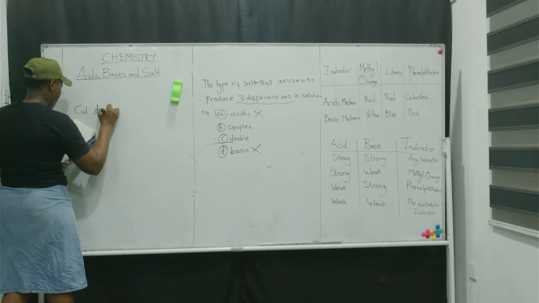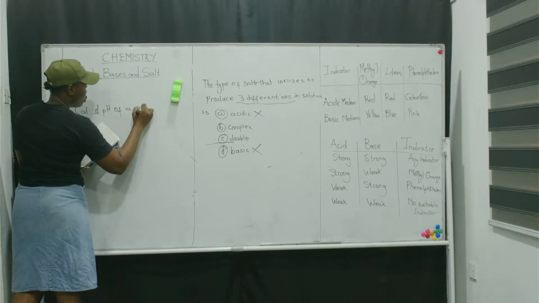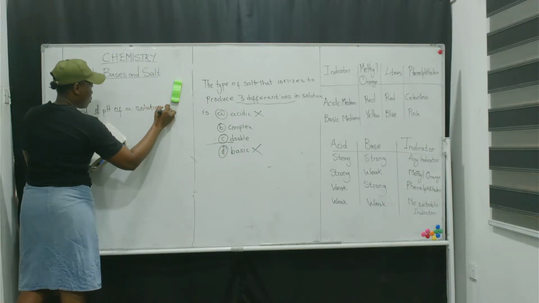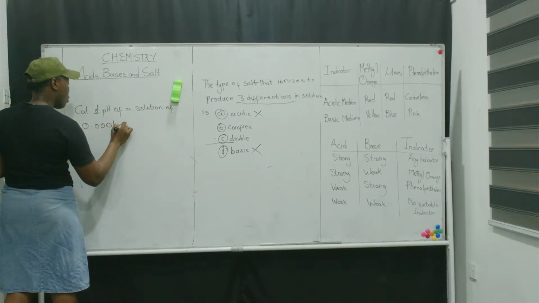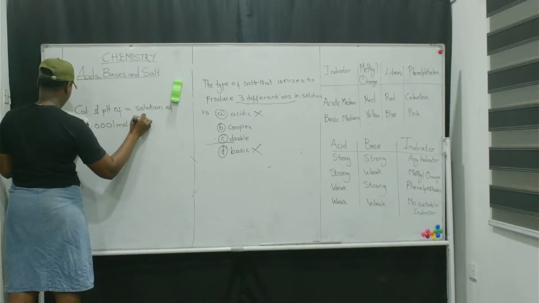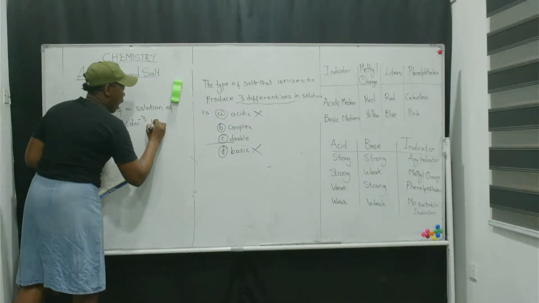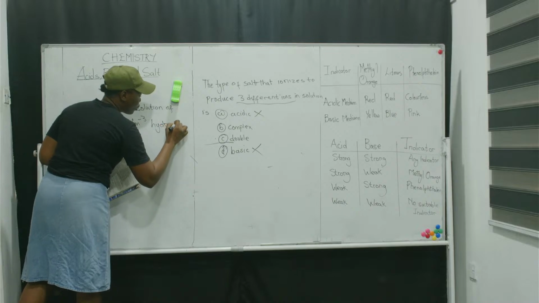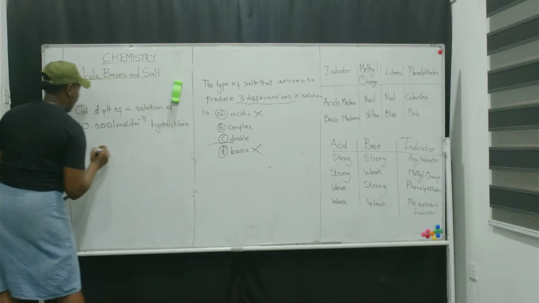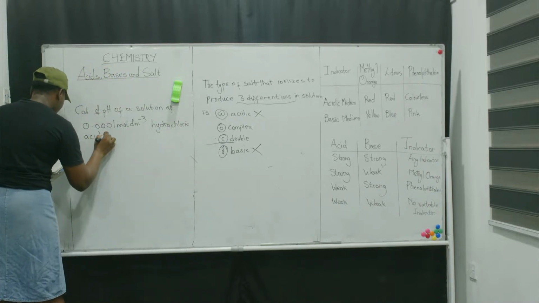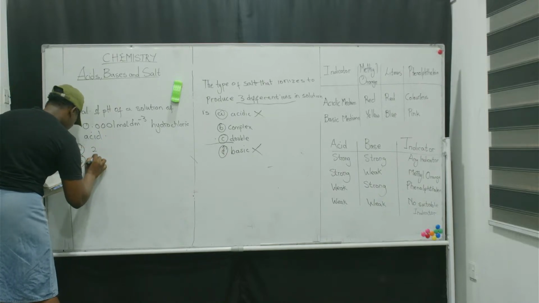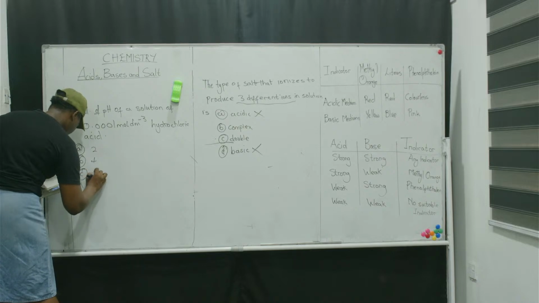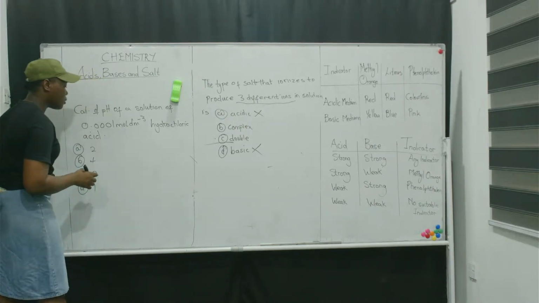Calculate the pH of a solution of 0.0001 mole per dm cube hydrochloric acid. What's hydrochloric acid? The formula is what? I don't know why the option is like this, but let's calculate it.